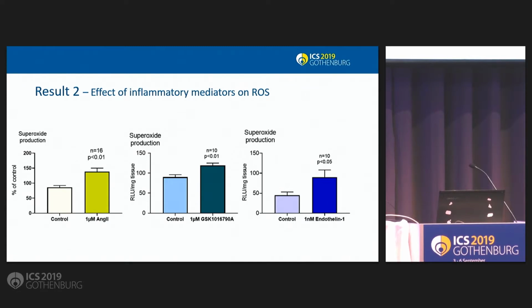The middle one is the GSK1016790A. This is an activator of TRPV4 receptor. Now, this receptor is involved in bladder sensation and bladder pain. Application of this activator can also enhance the superoxide production. The third one, or the final one, is endothelin 1. This is also endogenously released in response to tissue hypoxia. You can see application of this mediator can also enhance the superoxide production.